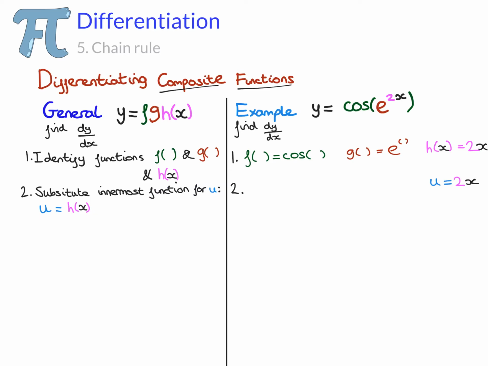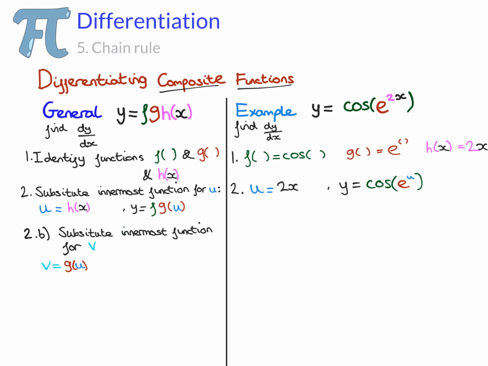We then call the innermost function h of x equal to u. So now we have y is equal to f(g(u)), or y is equal to the cos of e to the power of u in our case. We then repeat the step of renaming the innermost function, which is now g of u. In our case, g of u is equal to e to the power of u, and we will call this v. So we now have y is equal to f of v, which for us is cos of v.